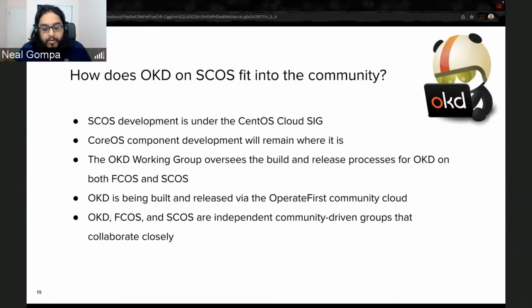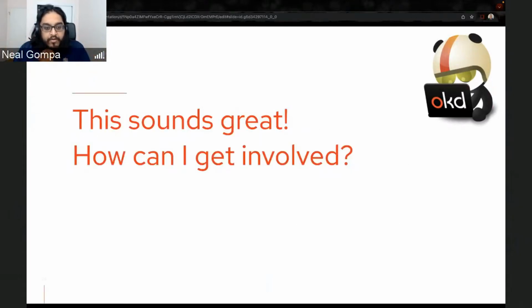Each of these components, OKD, FCOS, and SCOS, will be developed and managed separately through their own communities, though there will be tight collaboration across all three. With all that said, how do we get involved?